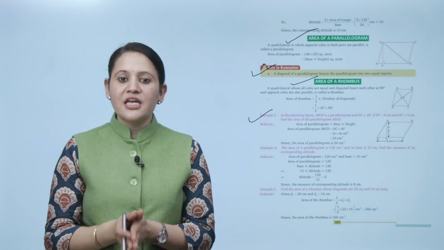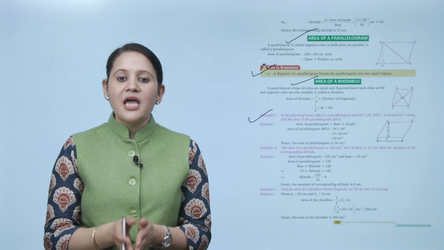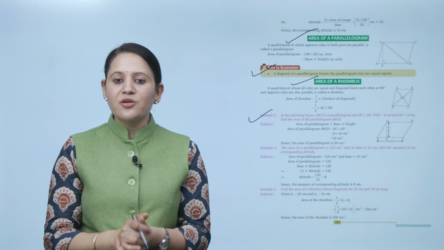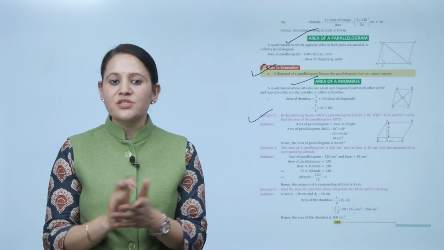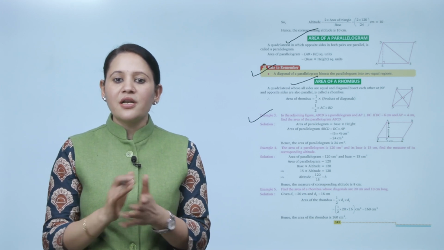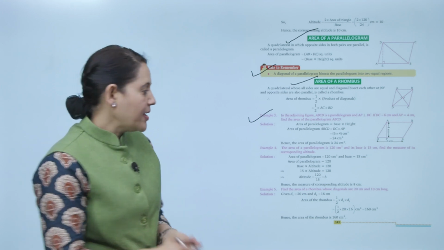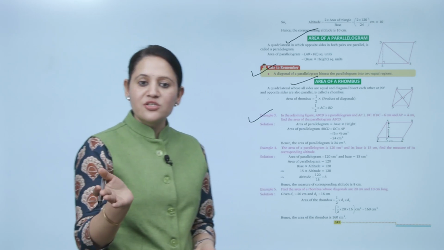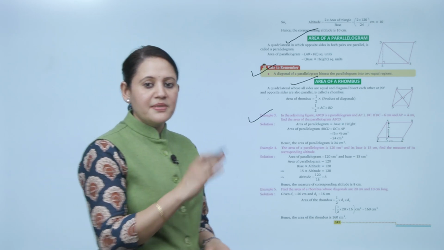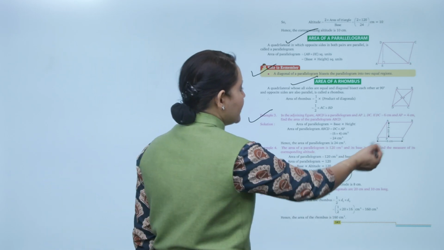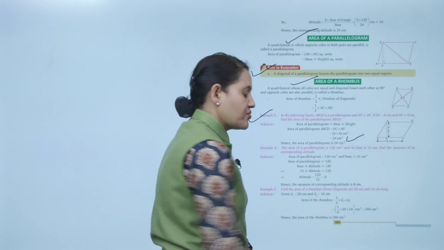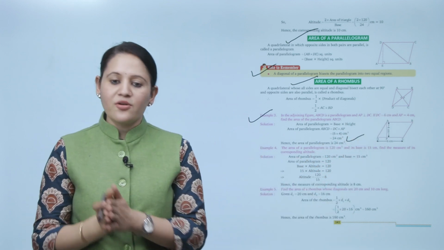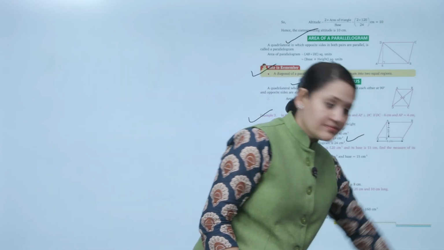In the adjoining figure, ABCD is a parallelogram and AP is perpendicular to DC. If DC equals 6 cm and AP is 4 cm, find the area of parallelogram ABCD. Area of parallelogram ABCD equals base into height. Base is DC and height is AP. 6 into 4 is 24 cm square. That is the area of the parallelogram.